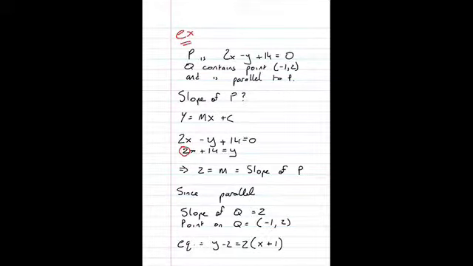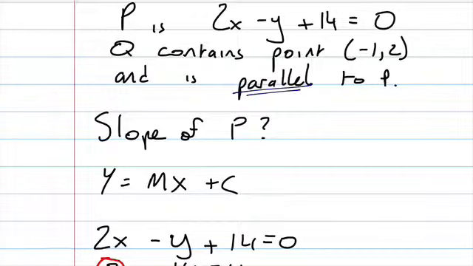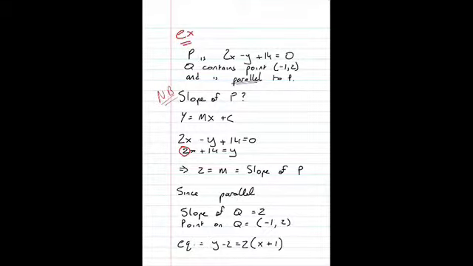P is 2x minus y plus 14 equals 0. Q contains the point (-1, 2) and is parallel to P. Find the slope of P. What's the key word here, Sinead? Parallel, yeah. The key word here is parallel. When I think of parallel, what do I automatically think of? Slopes. Yeah. Parallel or perpendicular, you're thinking of slope. Right. Here's an important one, I'll just put an NB beside it. Sometimes it might help to get a picture of what's going on here.